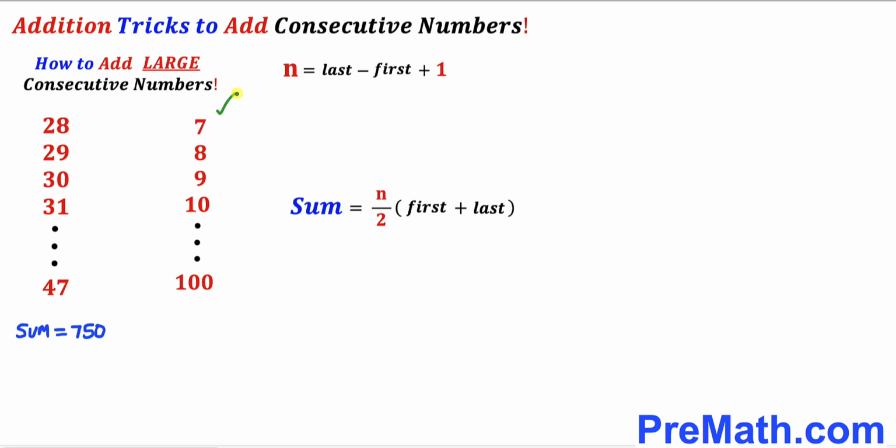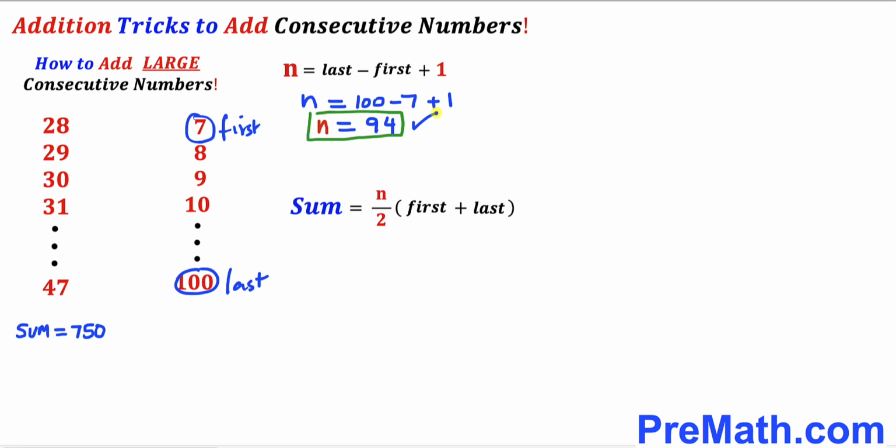Here's our next example. We are going to add these numbers starting from 7 all the way to 100. Our very first task is to count the number of terms. Here 7 is our first number and 100 is our last number. So our n value is the last number 100 minus 7, and we add 1 to it, which gives us 94. So our n value turns out to be 94.